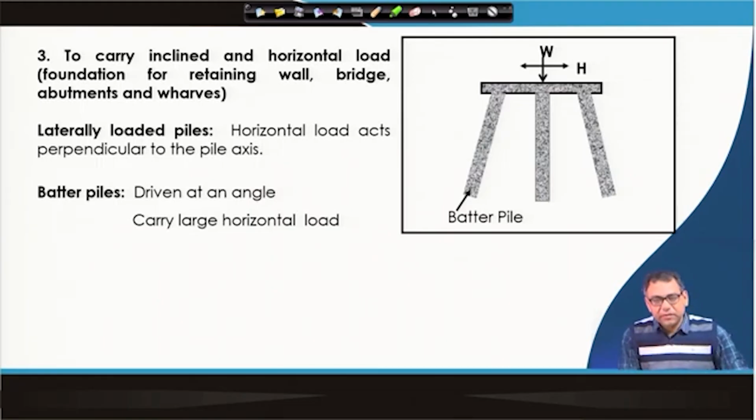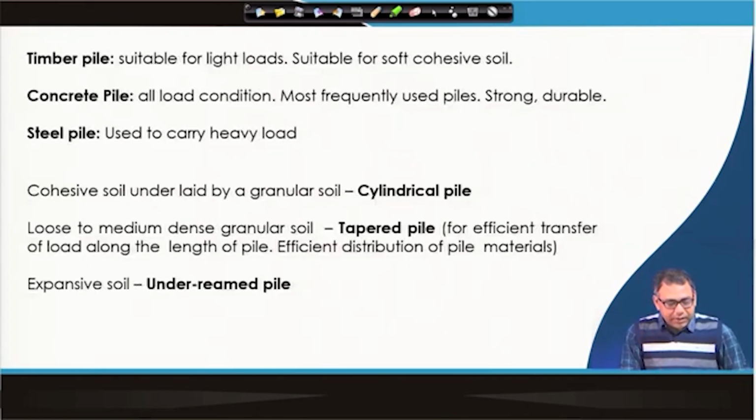Now, lateral loaded piles means if horizontal load acts perpendicular to the axis of the pile, then that type of load is called the lateral load, and that type of pile is called the lateral loaded pile. And then batter pile also, if pile is subjected to inclined load, then we can provide an inclined pile or the batter pile, which is driven with certain angle and carry horizontal load as well as the inclined load, because inclined load has two components, one is the horizontal component, another is the vertical component. And if the horizontal load is perfectly perpendicular to the axis of the pile, then it is called the lateral loaded pile. Now, in terms of material, the pile can be timber pile, concrete pile, steel pile.